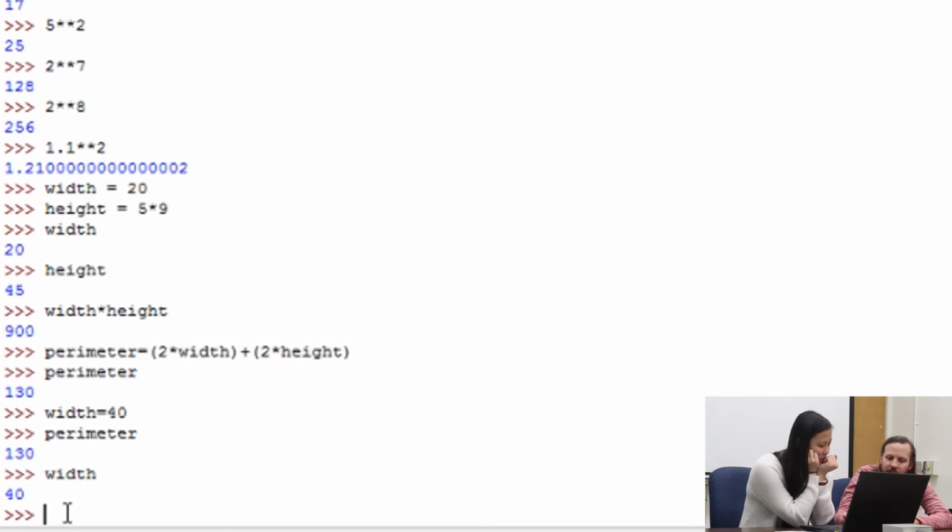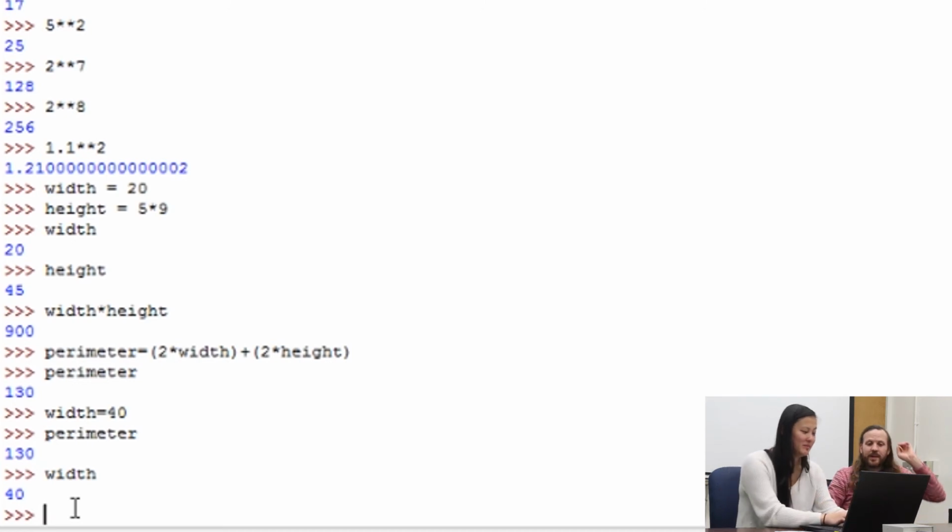So I think in order to do this, we'd have to do a more complex thing that we're going to cover later, which is functions. So, let's move on, and we'll wait for functions to figure out how we can update variables within variables.